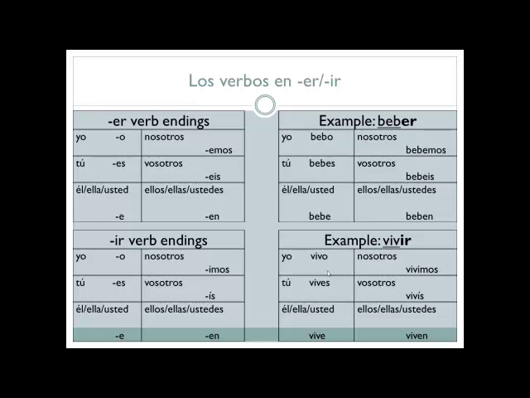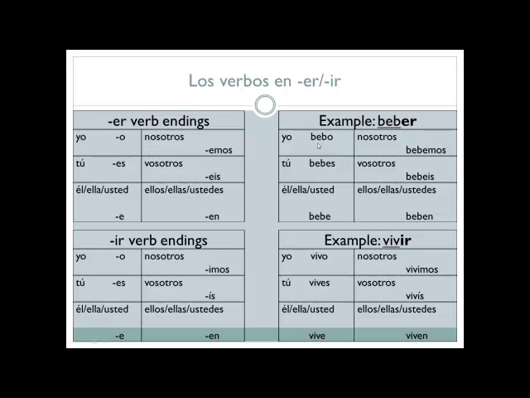So now we'll do the same with the ER and IR verbs. So ER verb endings are o, es, e, emos, éis, en. IR verb endings are o, es, e, imos, ís, en. So you'll notice the only difference between the ER and IR endings are right here in the nosotros and vosotros forms. Emos versus imos and éis versus ís. So just like with the AR verbs, when we conjugate a verb, we will take off the ER or the IR ending and add the appropriate endings to the stem.